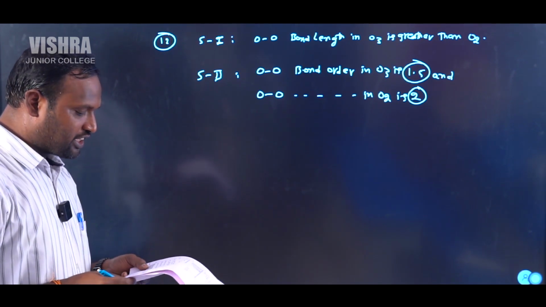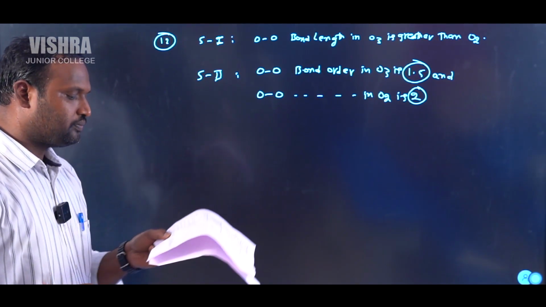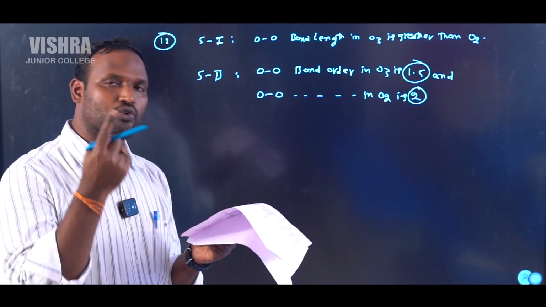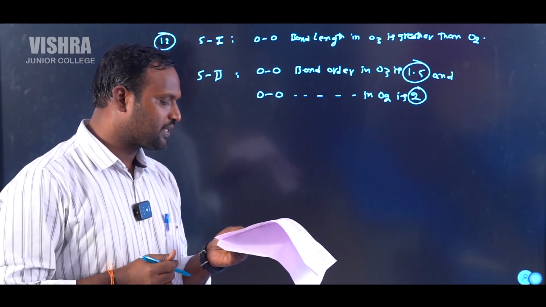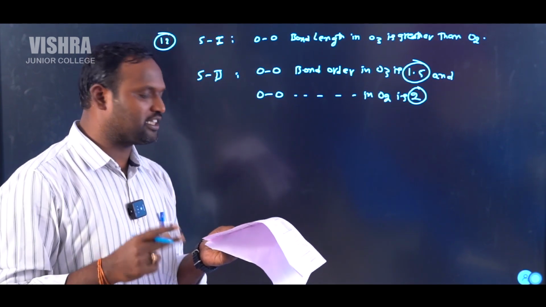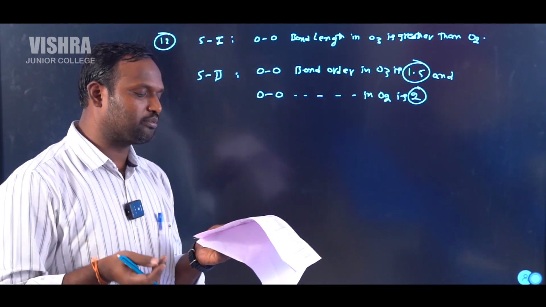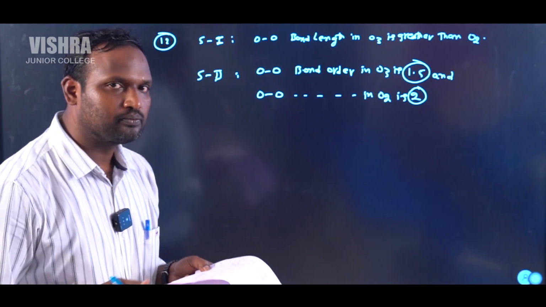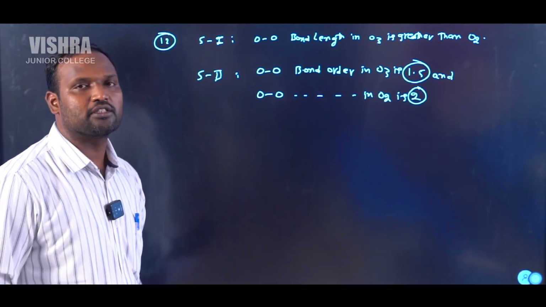First option, both statement 1 and 2 are true. Second option, both statement 1 and statement 2 are false. Third option, statement 1 is true but statement 2 is false. Fourth option, statement 1 is false but statement 2 is true. Which one is the correct option in this case?